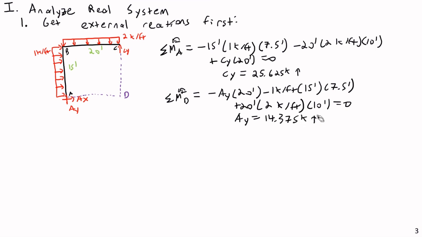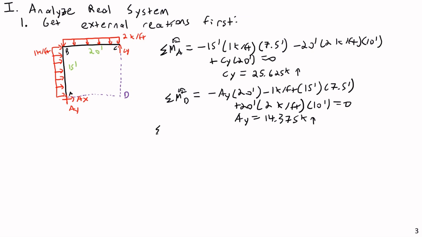This does make sense, because if we looked at this from the point of view of sum of forces in the vertical direction, this plus this would come to 40, which is exactly what 2 times 20 is. So that makes sense from the point of view of summing forces in the vertical direction.